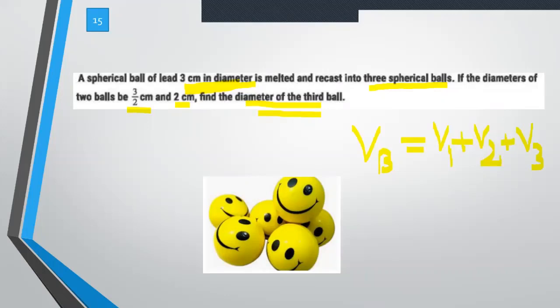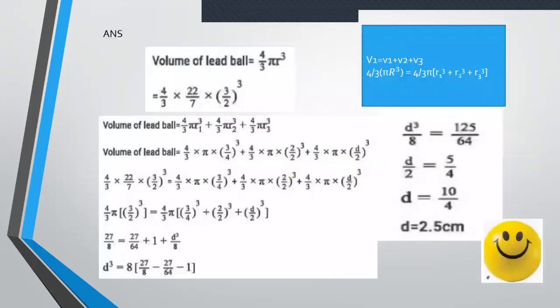Now V big ball, just substitute the value. That is 4/3 pi r cube. Wherever there is r, put in the value of 3/2 because 3 is the diameter. Same way find V1, same way find V2, same way find V3. Do not find any values. Keep it as it is. Can you see this? Everybody on the screen.